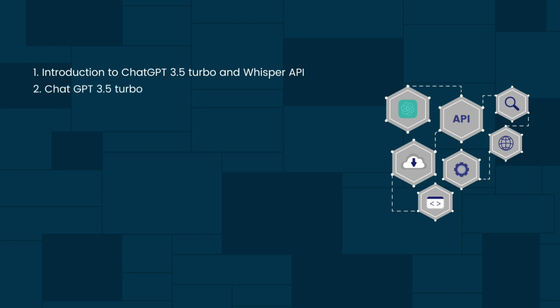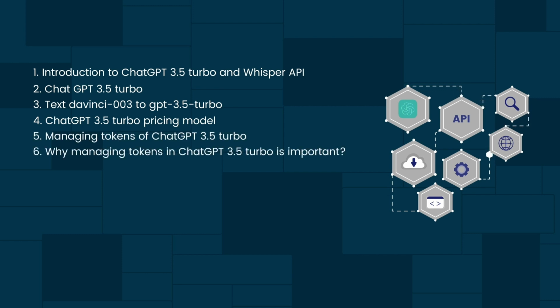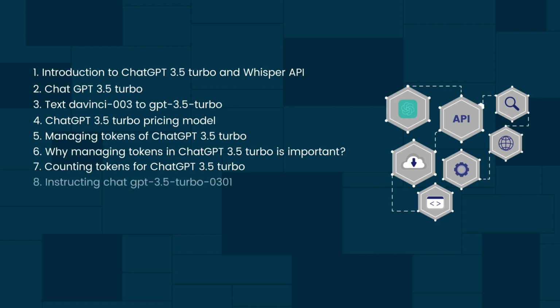ChatGPT 3.5 Turbo. Text DaVinci 003 to GPT 3.5 Turbo. ChatGPT 3.5 Turbo pricing model. Managing tokens of ChatGPT 3.5 Turbo. Why managing tokens in ChatGPT 3.5 Turbo is important. Counting tokens for ChatGPT 3.5 Turbo.